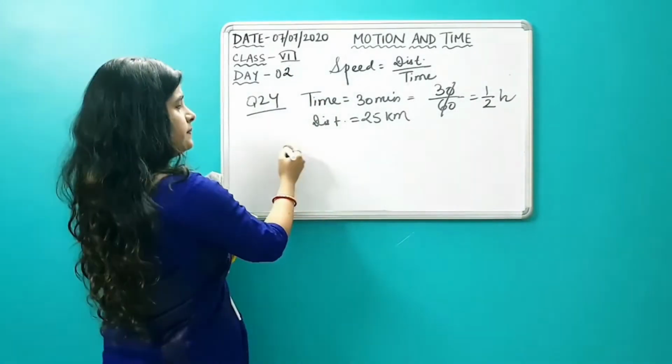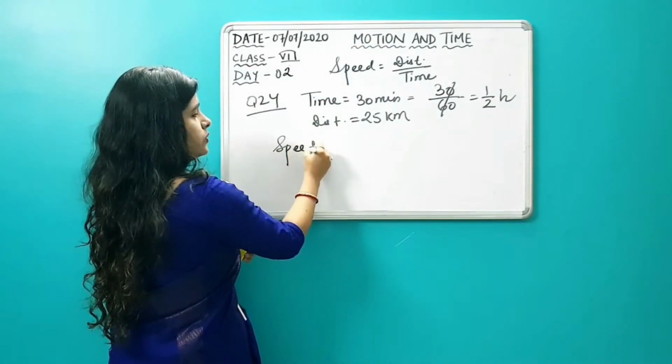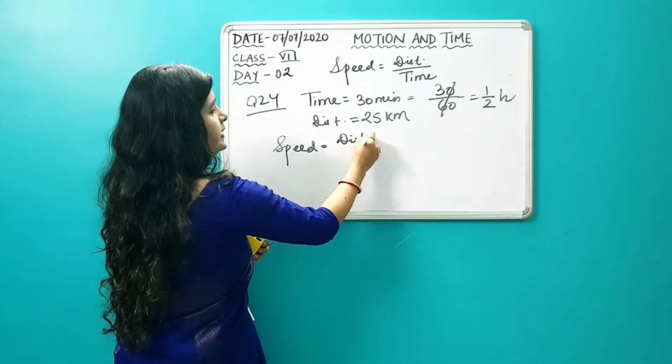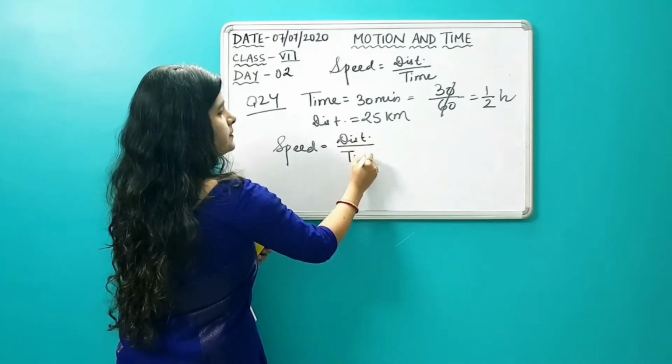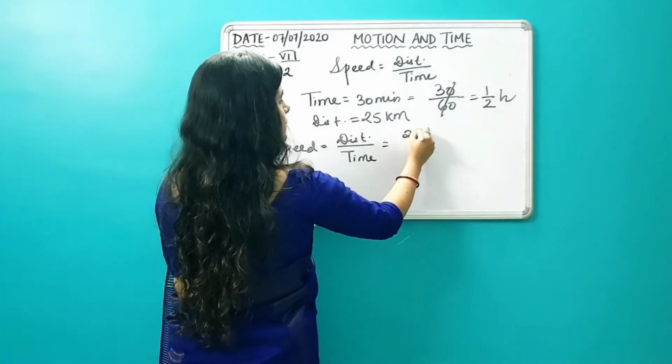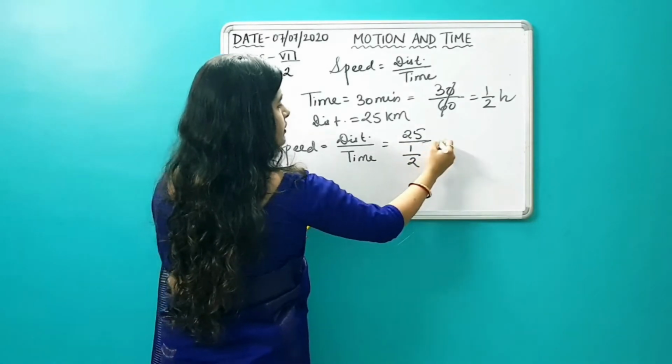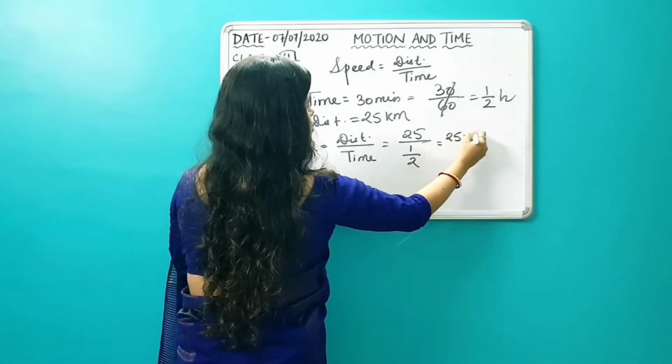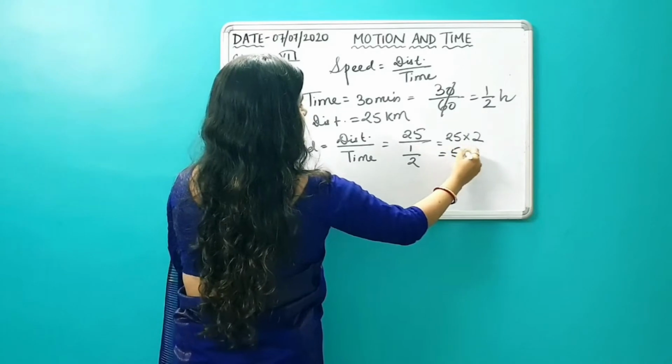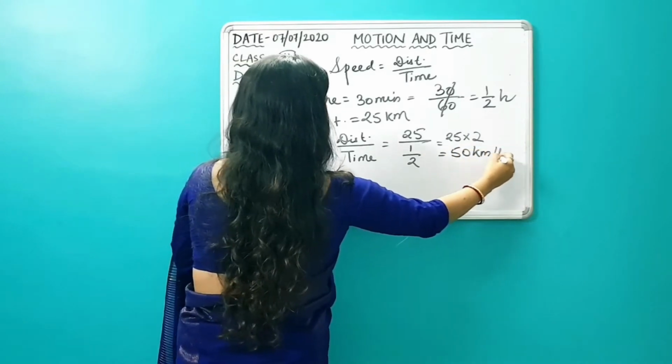Okay, now I can implement it in the formula speed equals distance by time. So what is my distance? 25 kilometer by time, half. That comes to 25 by 1/2, so my speed is 50 kilometer per hour.